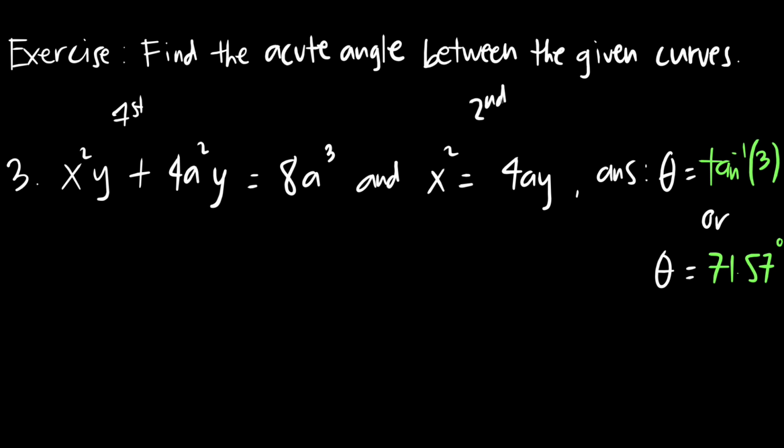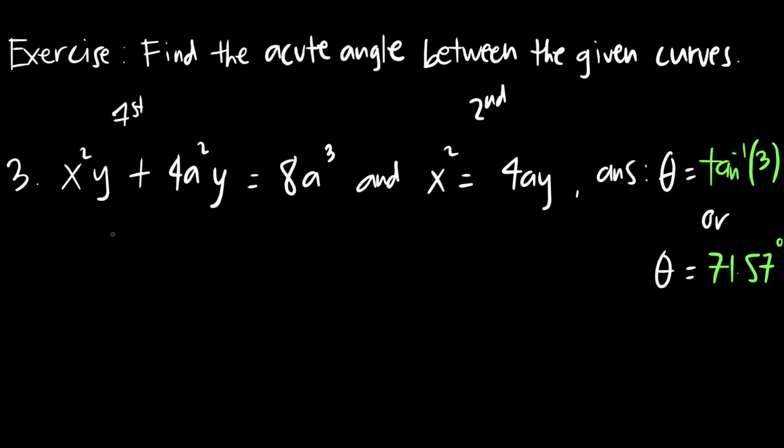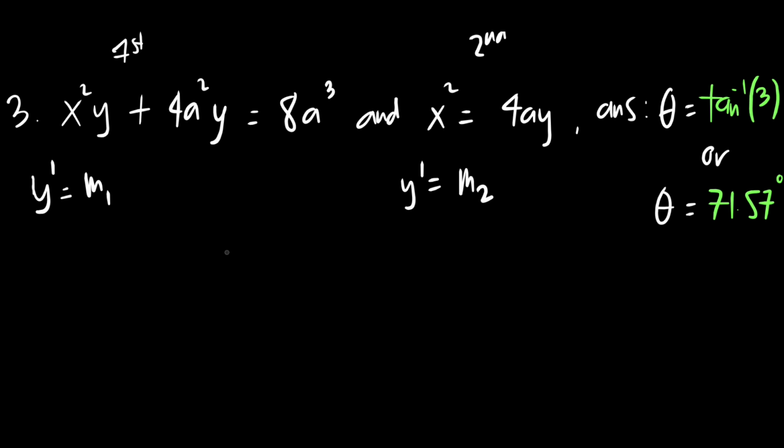We'll first find the first derivative of the first curve, because we are trying to find m1. So y prime is equal to m1, right? And for the second curve, y prime is equal to m2 also. So the first thing we'll do is differentiate.